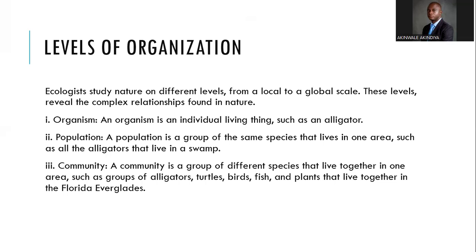Then we have community. Community is a group of different species that live together in one area, such as, all right, in one particular, maybe in the forest, or in a swampy area. In that swampy area, you have alligators, you have turtles, you have birds, you have fish, you have plants. Like what they have in the Florida Everglades. Okay, so that's a community, different species living together.